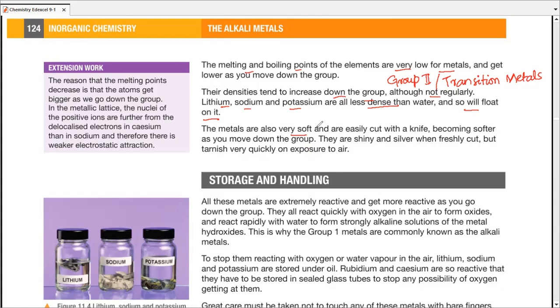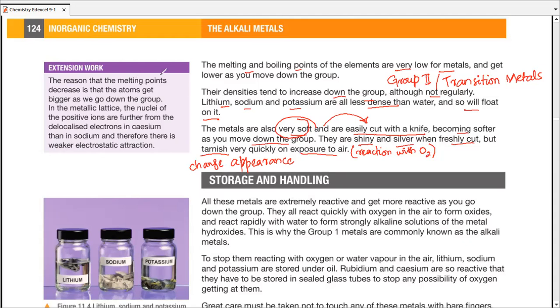The metals are very soft. When I use the word soft, I explain it with this phrase: easily cut with a knife, and they become softer as you go down the group. All of them are shiny and silver gray in color when they're freshly cut, but they tarnish. That means they change appearance very quickly on exposure to air. This is because of reaction with oxygen, which means they react with oxygen in the air and change their appearance. They don't stay silver and shiny after the reaction. They are shiny and silver gray before the reaction; as soon as the reaction occurs, their color becomes darker and a little bit brownish.